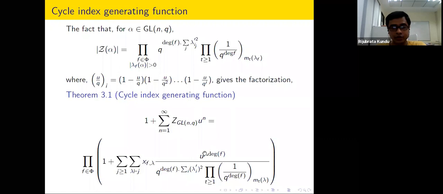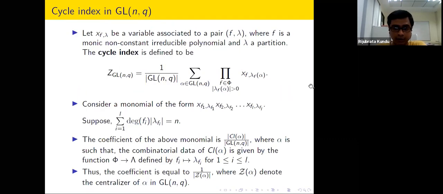A quick observation is this. If we go back a slide and look at the cycle index once again, now if I put one in all the variables x_{f,lambda}, then this sum runs over all alpha belonging to GL_n(q), and this product is one. So it's basically the size of GL_n(q) divided by the size of GL_n(q). So it gives you one. Basically you are including all conjugacy classes. That is what it means. So this gives you one.